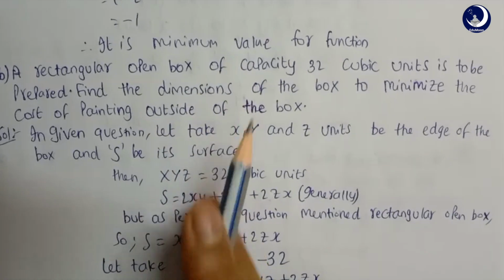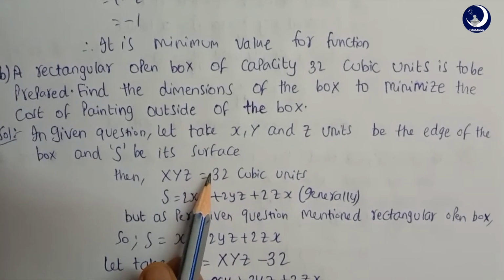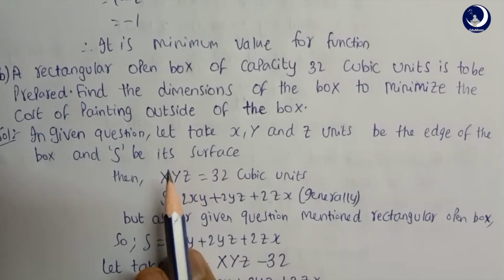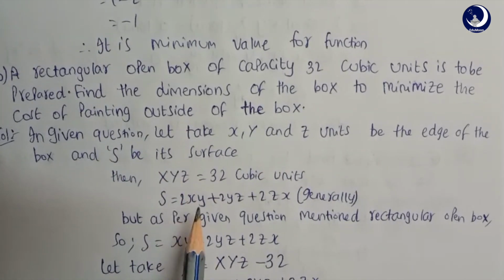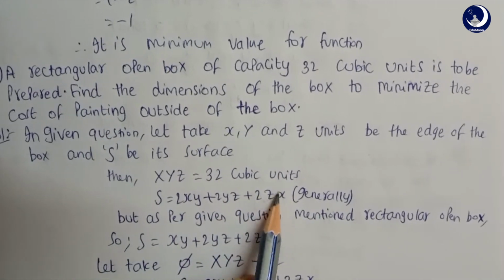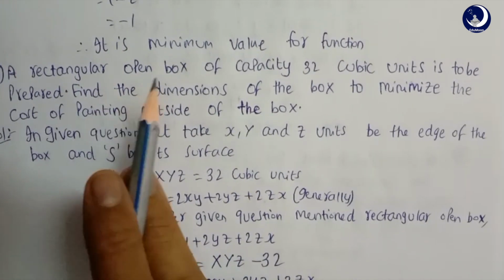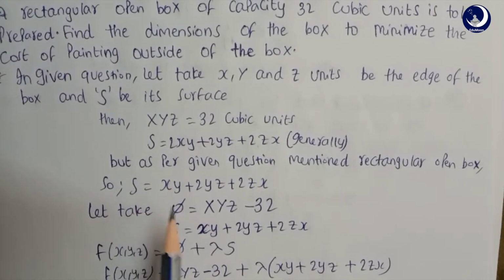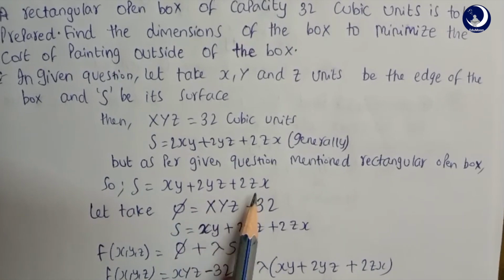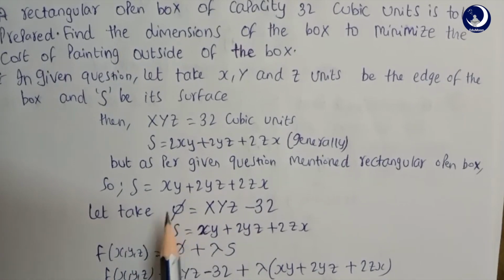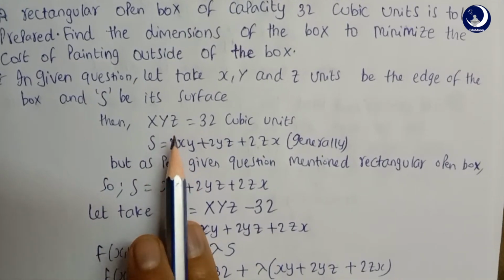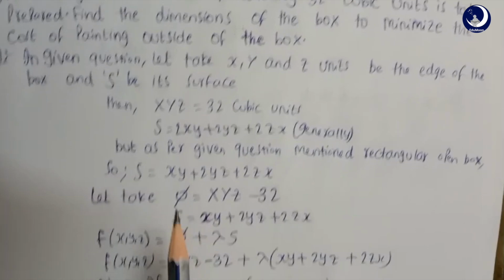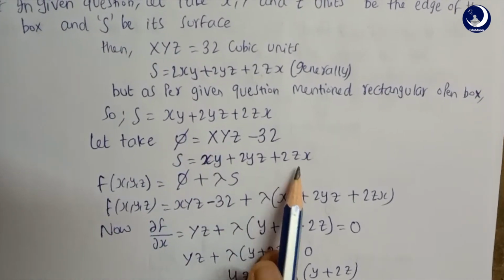Then as per the given question, we get the volume xyz equal to 32 cubic units, and the required area was generally 2xy plus 2yz plus 2zx. But as per the given question, which was a rectangular open box, we have to take one side out. Then we get s equal to xy plus 2yz plus 2zx. Let's take phi equal to xyz minus 32, and s equal to xy plus 2yz plus 2zx.